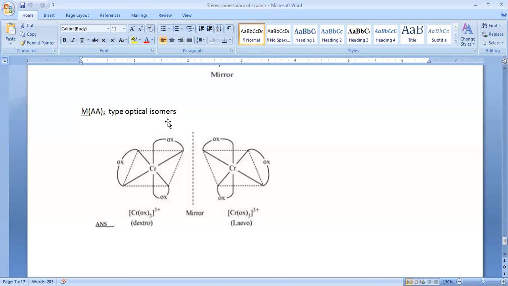If the complex compound rotates plane polarized light towards the right-hand side, then that is known as dextro. If it rotates plane polarized light towards the left-hand side, then that is designated levo. So dextro is small d, levo is small l. Next, optical isomers are of two types on the basis of superimposability of mirror images. Mirror images that are non-superimposable are known as enantiomers, and non-mirror images that are non-superimposable are known as diastereomers.